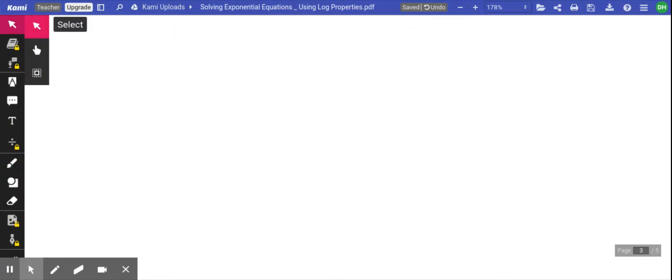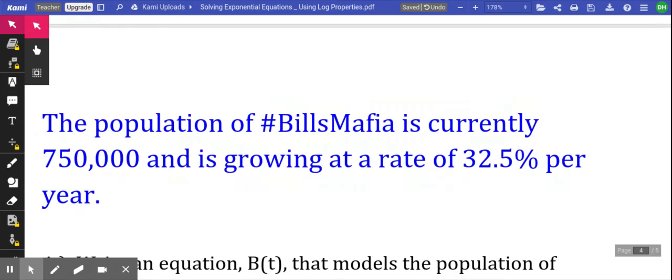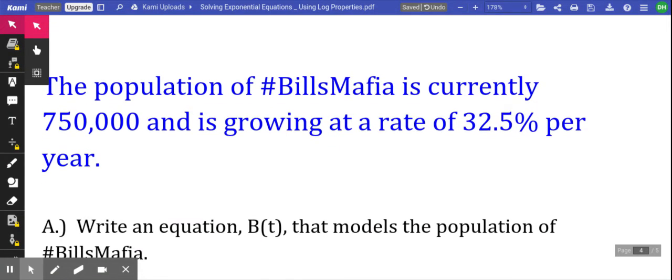Okay, now we are going to dive in and flirt with a couple of real quick word problems here. Let's simulate this idea. The population of Bill's Mafia is currently 750,000 and it's growing at a rate of 32.5% per year. So this is going to be some good review of kind of our how to write an exponential function.